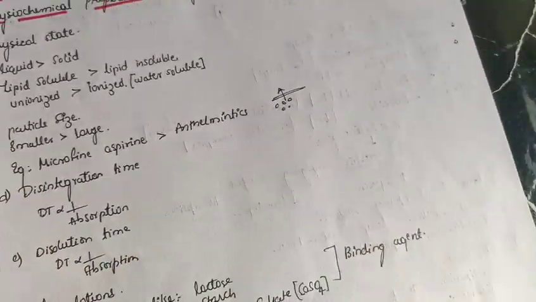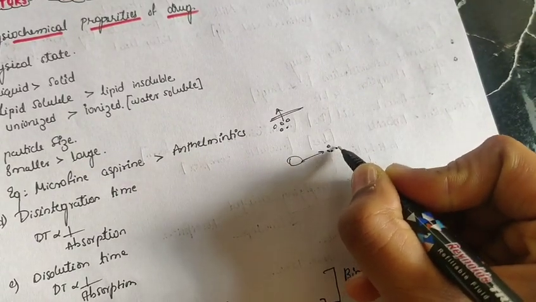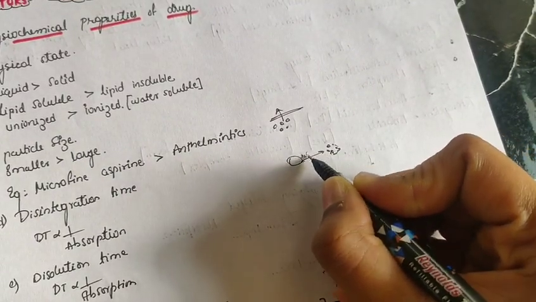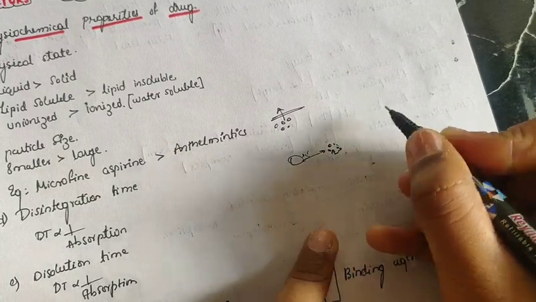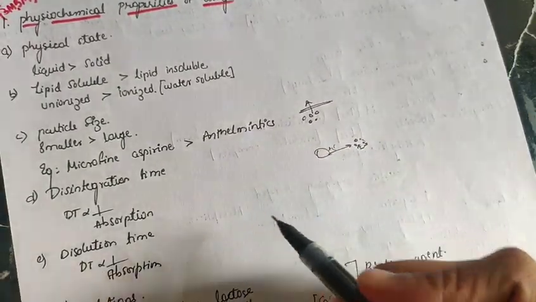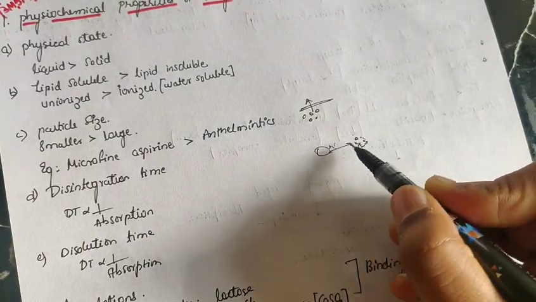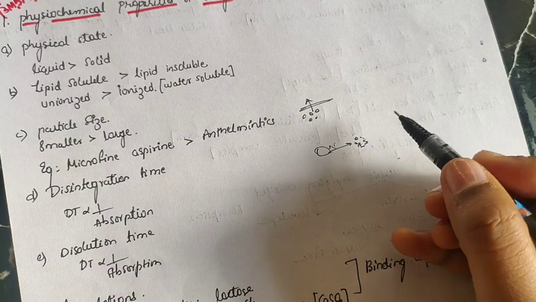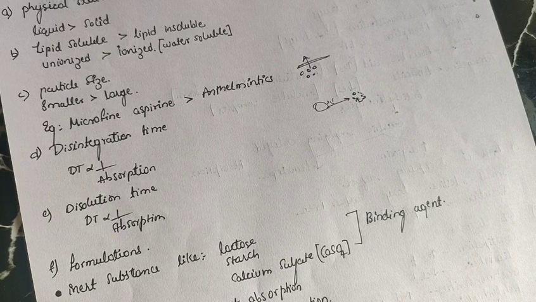And disintegration time: if the particles disintegrate faster, meaning the time required for disintegration is shorter, they become smaller particles and are absorbed faster. So disintegration time is inversely proportional to absorption. The less the time taken to disintegrate, the faster the absorption will be. And dissolution time is similar to disintegration time. If the particles dissolve faster, absorption will be faster.